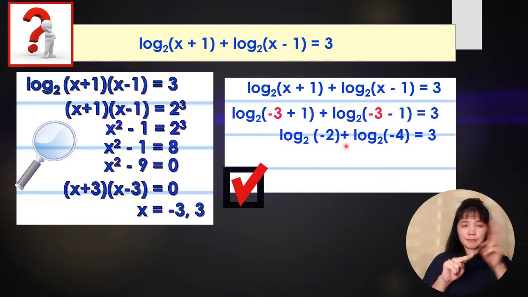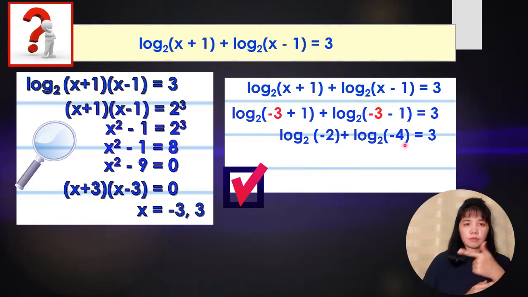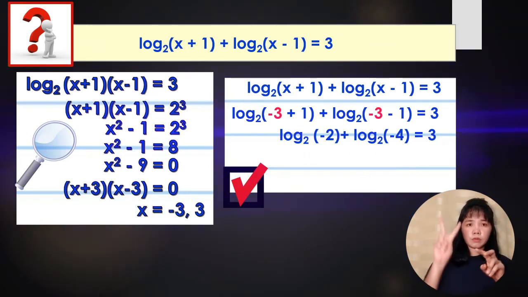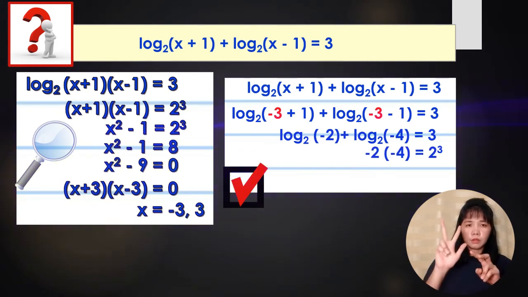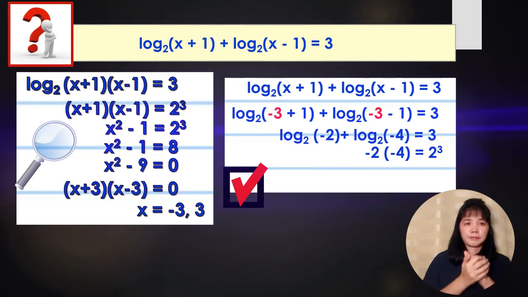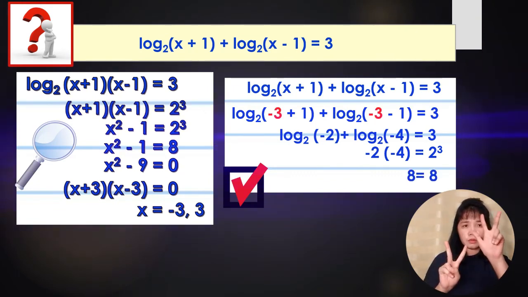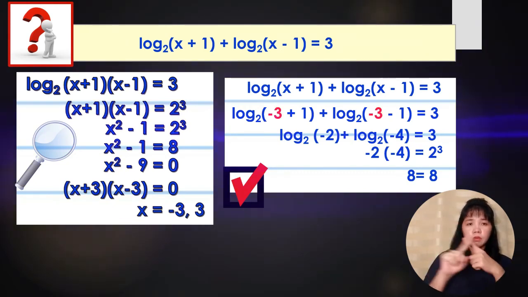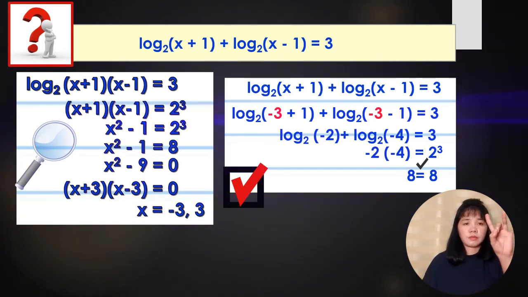So using the laws of logarithms, we will multiply negative 2 and negative 4. And then we will change this into exponential form. 2 is the base and 3 is our exponent. Therefore, we will come up with negative 2 times negative 4 equals 2 cubed, or 2 raised to 3. And we all know that negative 2 times negative 4 will give us positive 8, which is equal to positive 8. Therefore, negative 3 is a solution.